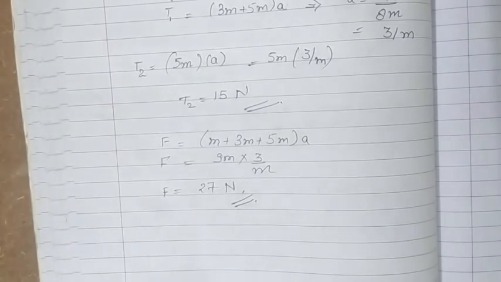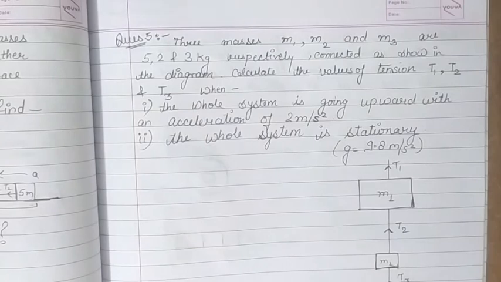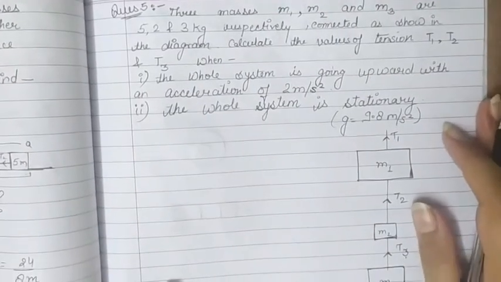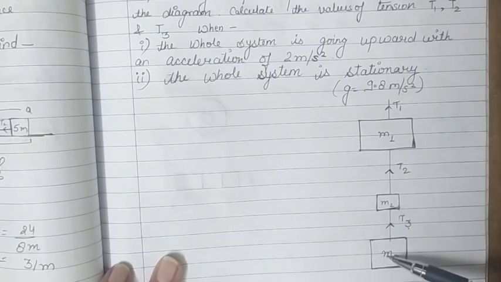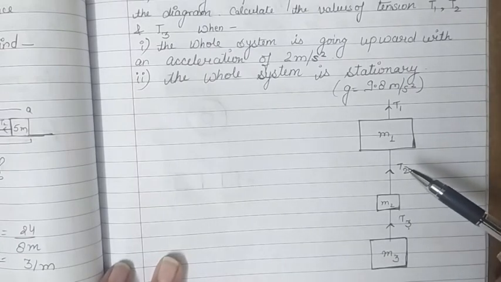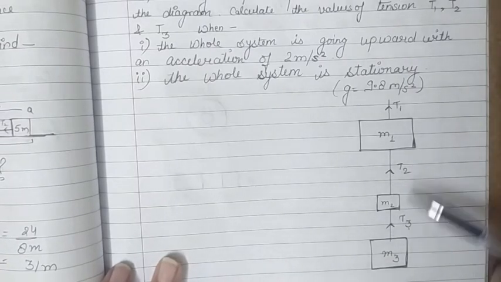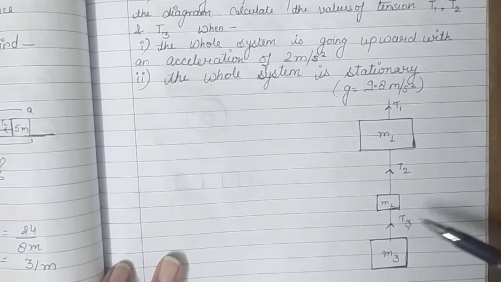After this let's move to the next question, question number 5. It states that we have 3 masses as shown in the diagram, m1, m2 and m3, and their values are also given, 5, 2 and 3 kilograms respectively. They are connected as shown in the diagram, and the tensions in each section are T1, T2 and T3.